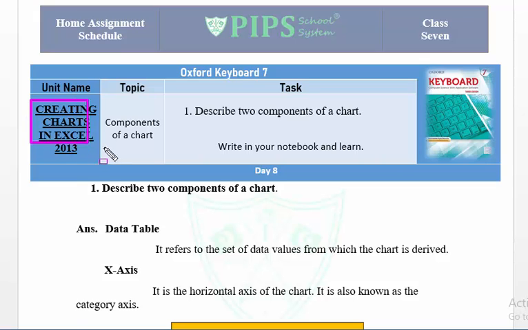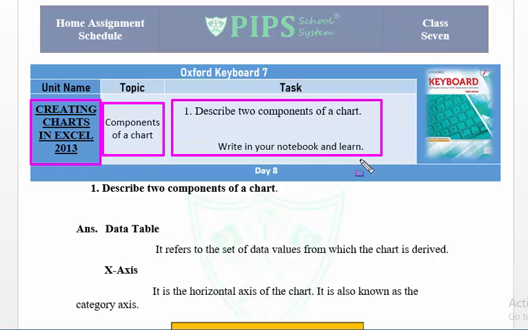Today we will start unit number 2, creating charts in Excel 2013. In this unit we will learn how we can create charts in Excel, the different components of a chart, and how we can format them, okay? So the first topic is components of a chart.